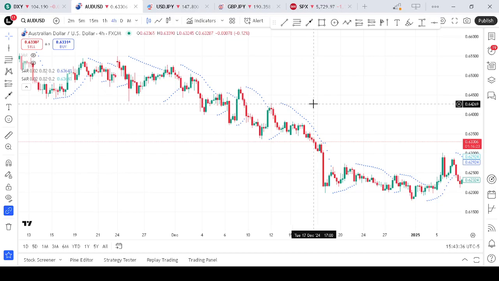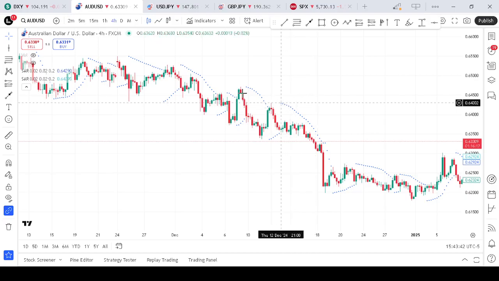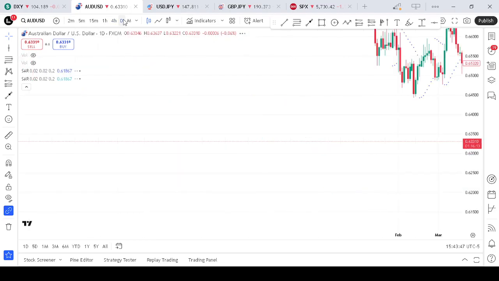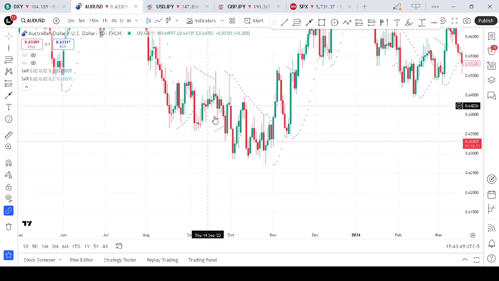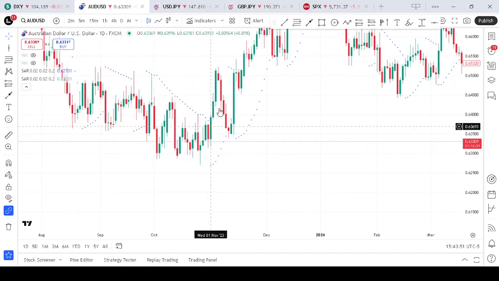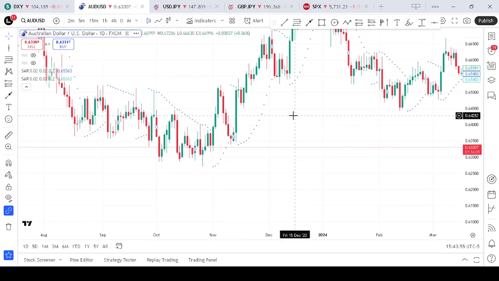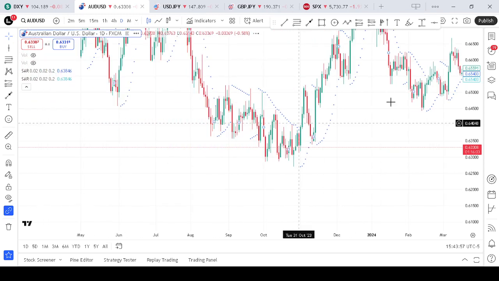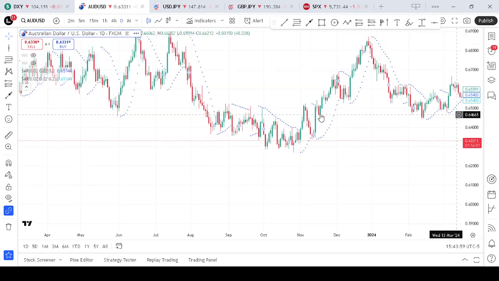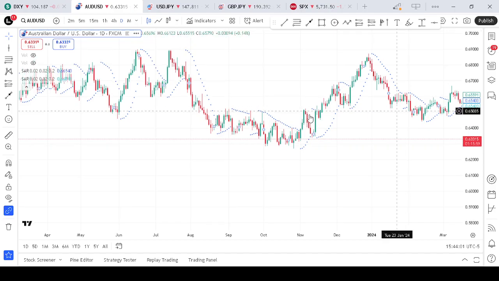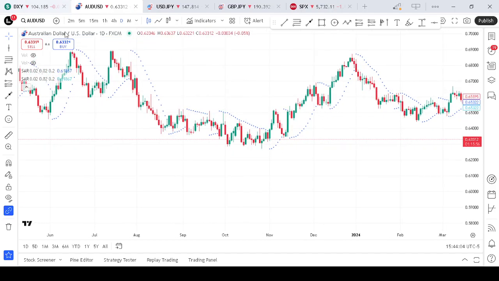The first is the long-term parabolic SAR with a higher time frame, such as the daily time frame or the 4-hour time frame. It helps to determine the overall market direction, allowing you to trade in line with the dominant trend and avoid short-term noise. So we have to first of all use the parabolic SAR on the higher time frame.